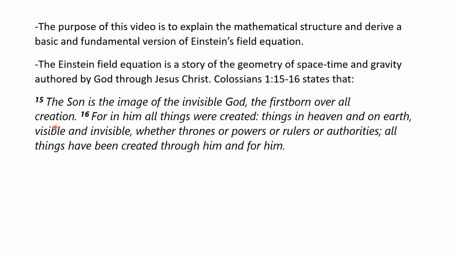Colossians 1 verses 15 through 16 state that the Son is the image of the invisible God, the firstborn over all creation. For in him all things were created, things in heaven and on earth, visible and invisible, whether thrones or powers or rulers or authorities. All things have been created through him and for him.